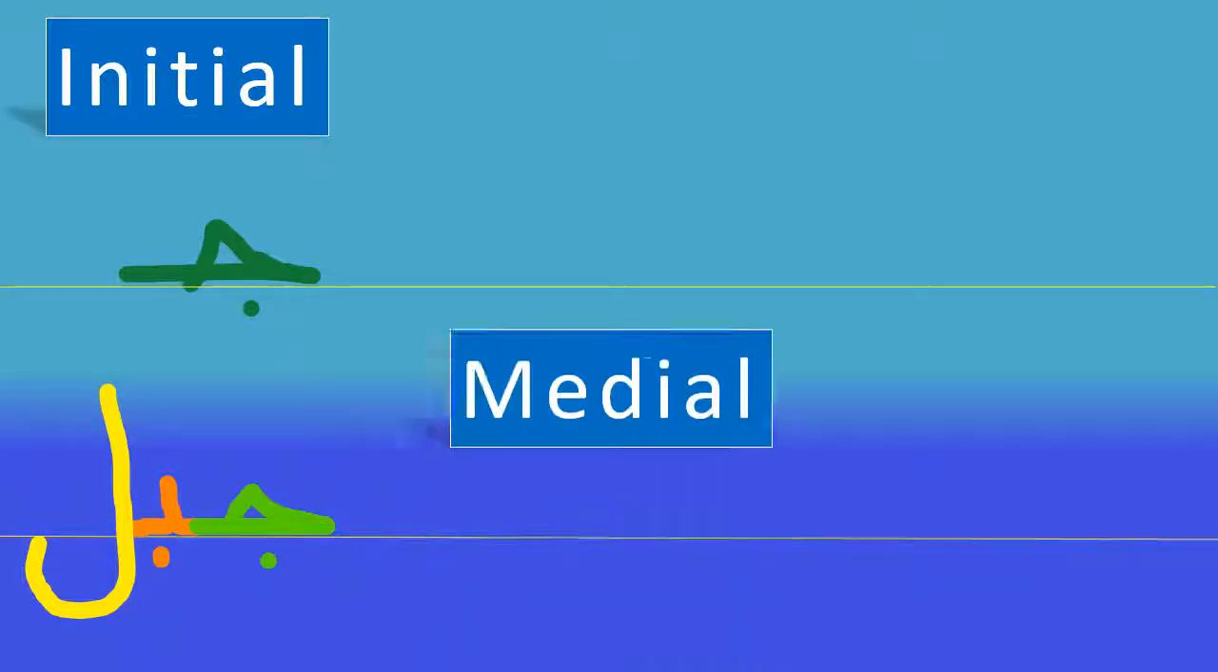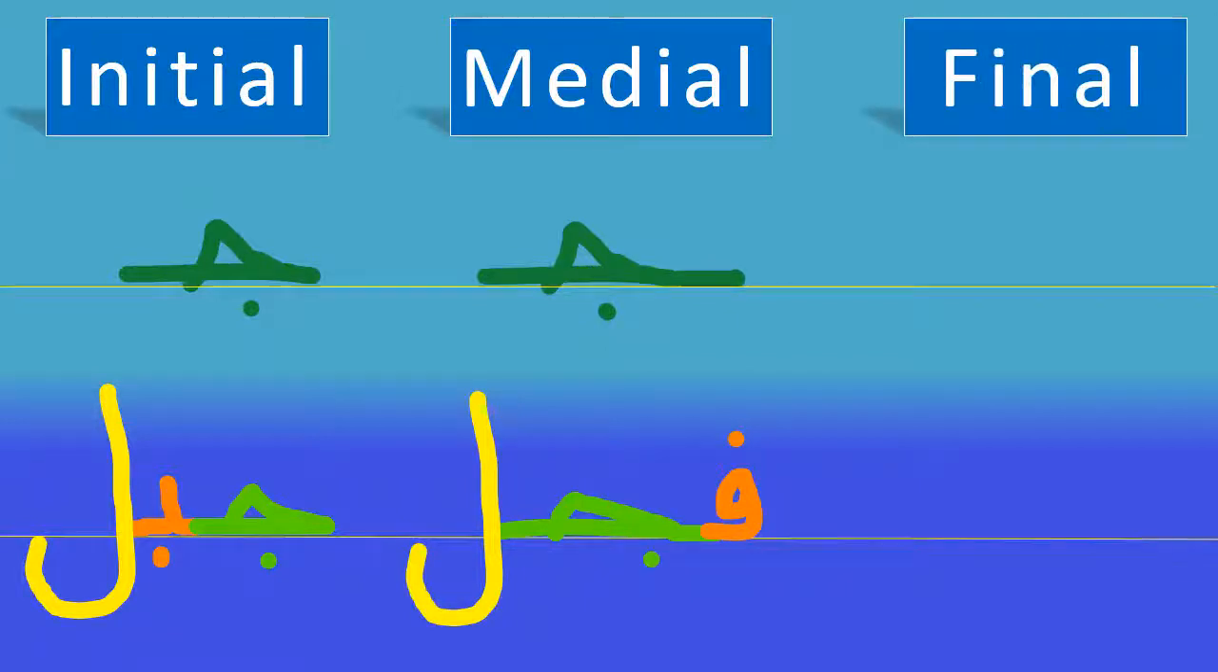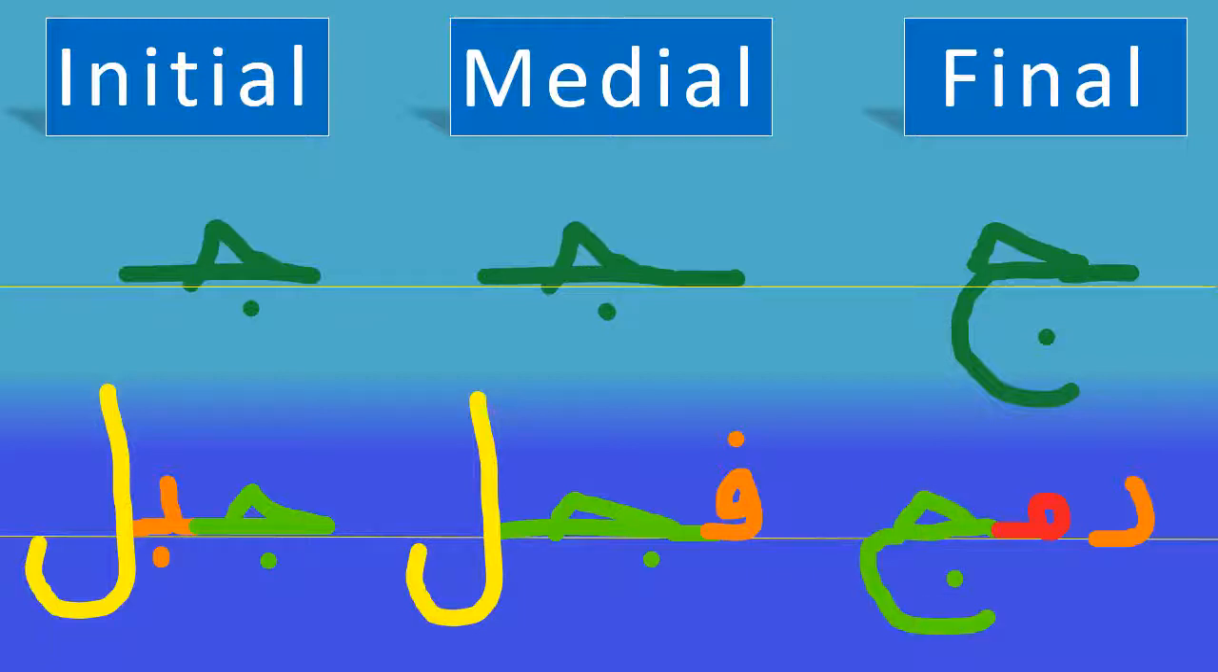Now, in the medial position, the Jeem looks like this. An example is the word Fijl, Fijl, which means radish, the plant, radish. Now, in the final position, the Jeem looks like this. And here is an example, the word damj, damj or damaja. It can be read in 2 ways.